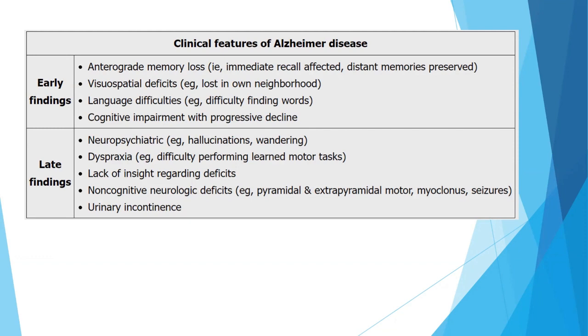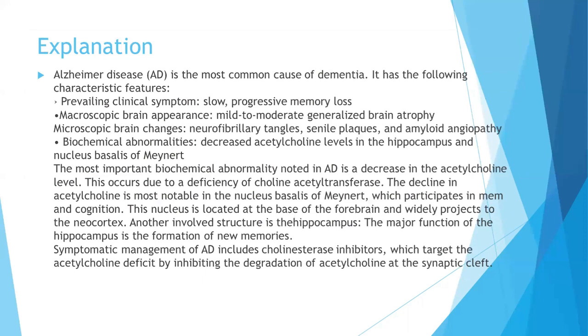Dyspraxia, for example, difficulty performing learned motor tasks, lack of insight regarding deficits, and non-cognitive neurological deficits. The patient may also have other symptoms like urinary and fecal incontinence. So Alzheimer's disease is the most common cause of dementia, and it has the following characteristic features. Prevailing clinical symptoms: slow progressive memory loss. Macroscopic brain appearance: mild to moderate generalized brain atrophy. Microscopic brain changes like neurofibrillary tangles, senile plaques, and amyloid angiopathy.